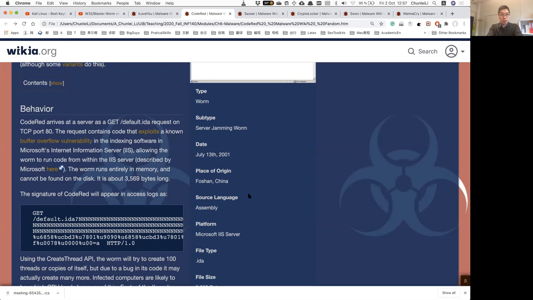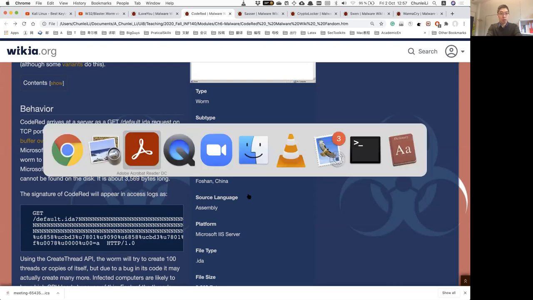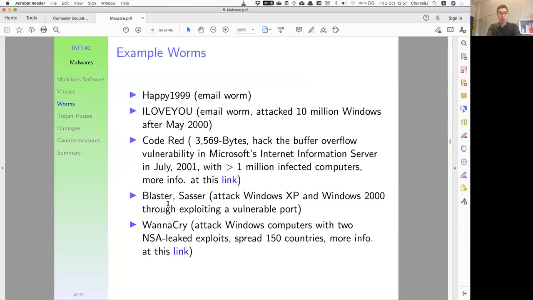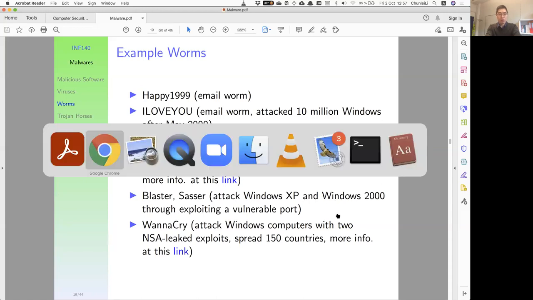Okay, let's move on to the next. This is Blaster and Sasser. Again, it's a vulnerability in the Windows operating system.